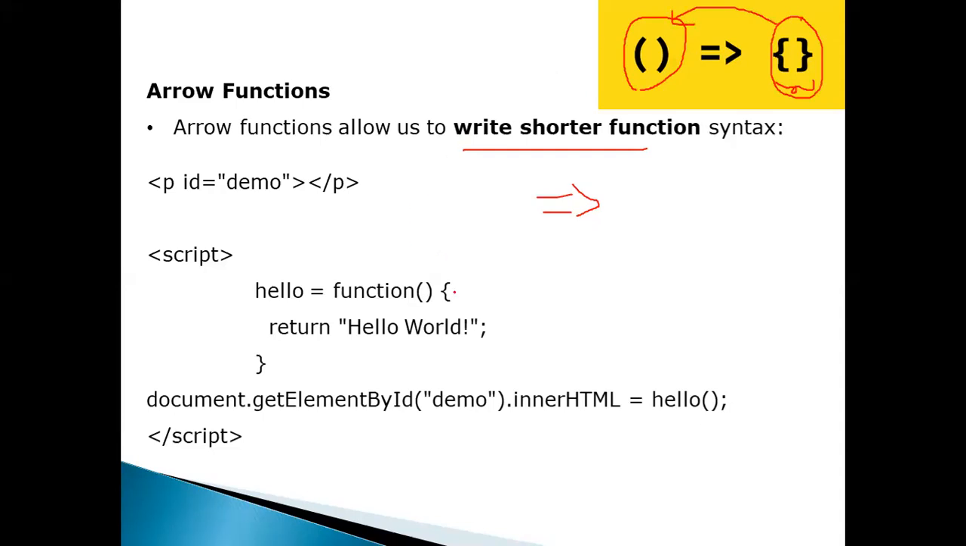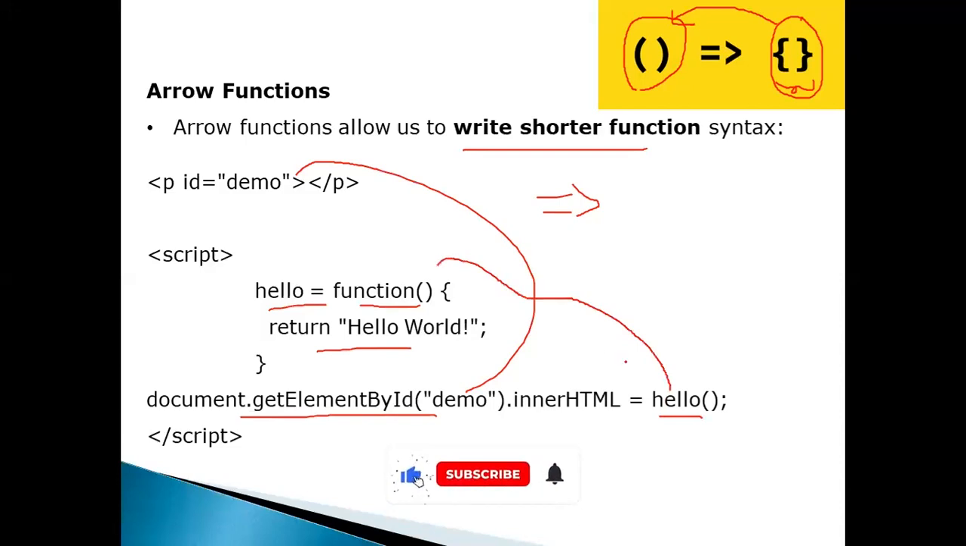Now this is an example without arrow function. Without arrow function, how are we declaring? Hello equal to function, and in that function we are returning hello world. With document.getElementById, which you are already aware of, for this paragraph with demo ID, inner HTML, we are displaying the message from the hello function. Once it is assigned, it will call this hello equal to function.